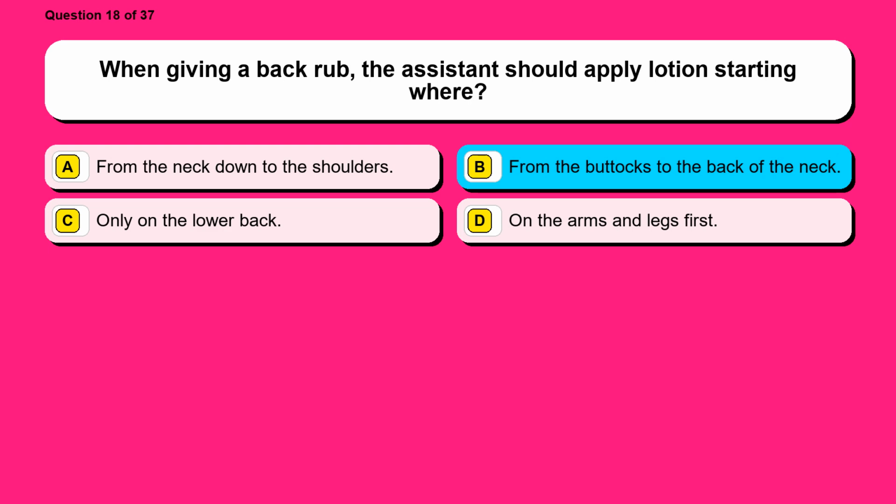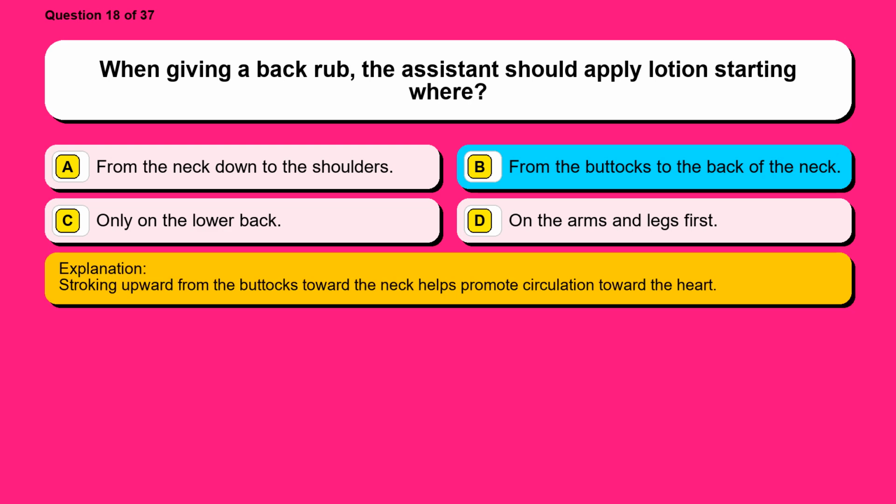The correct answer is option B, from the buttocks to the back of the neck. Stroking upward from the buttocks toward the neck helps promote circulation toward the heart.